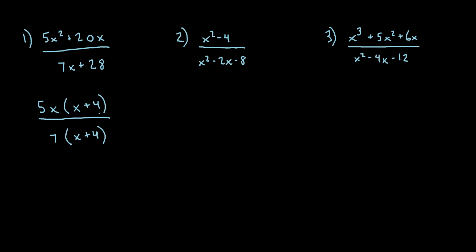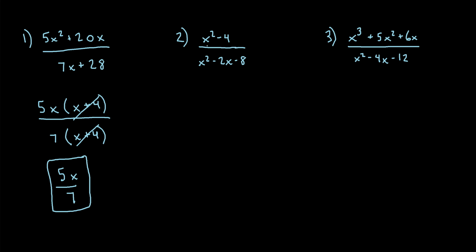Now notice that when we do this, we have some common terms in both the numerator and the denominator, the x plus 4. So we can just go ahead and cancel those out, and we'll be left with 5x over 7. And that is our final answer. That's how we simplify that rational expression. So let's take a look at the second.